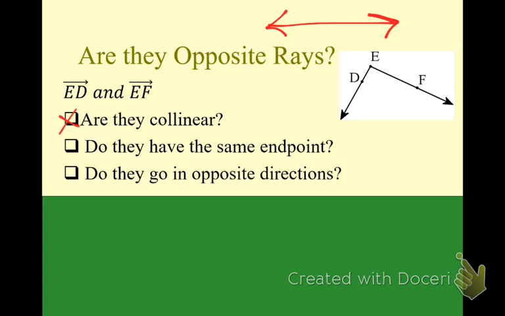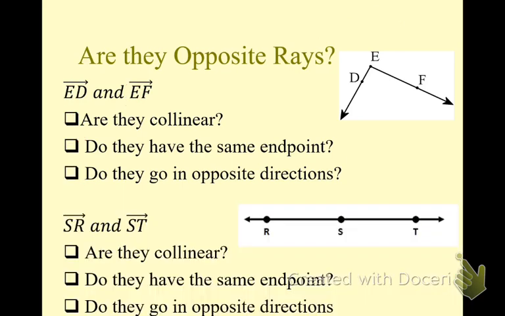We're going to explain why other things. Do they have the same endpoint? Yes. What's their endpoint? E. Do they go in opposite directions? No. So they would have been wrong in 2 places. So again, opposite would be the stark opposite. Okay? All right, last one.